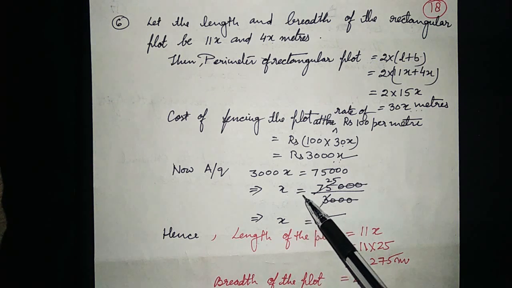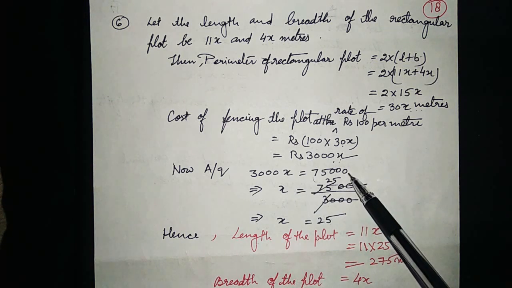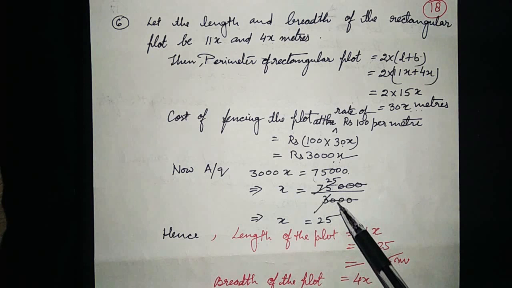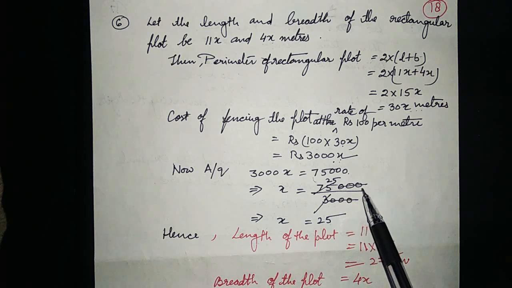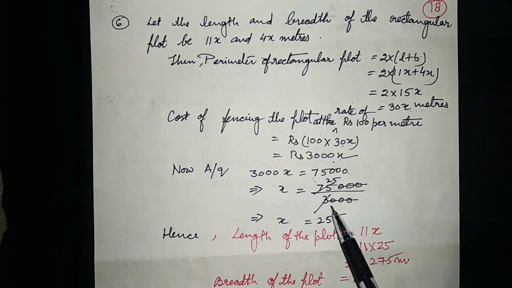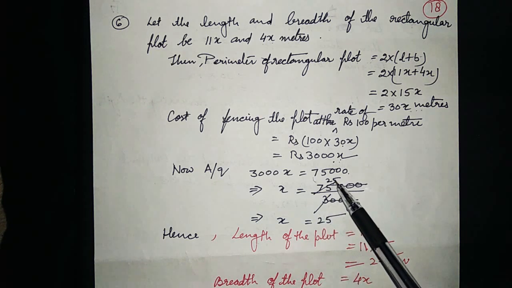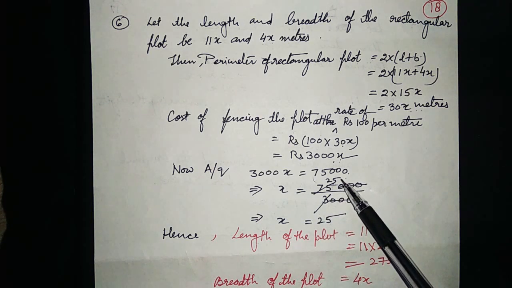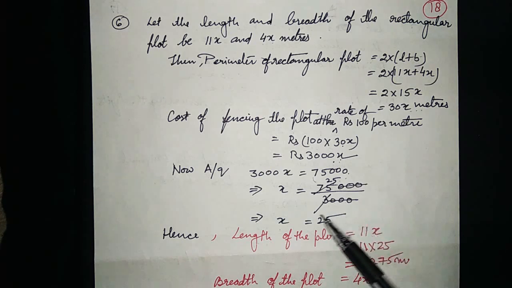Now x is equal to 75,000 divided by 3000. These three zeros of 3000 and of 75,000 we will cancel out. Then 3 times 2 is 6, and 3 times 5 is 15. Now x is equal to 25.